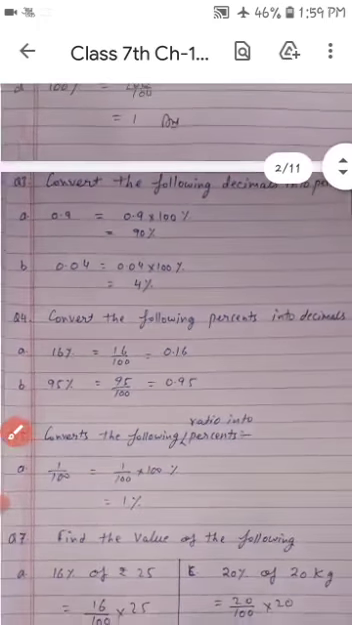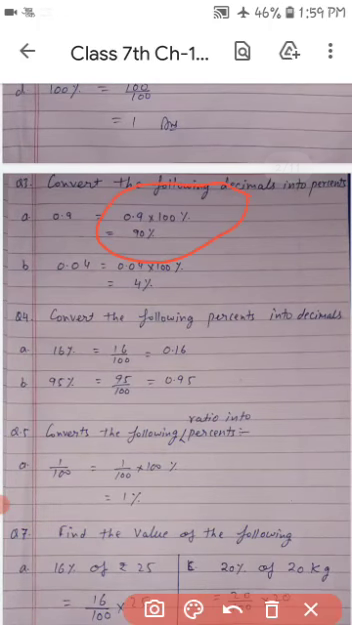Question number 4. Convert the following percents into decimals. 16%, 16/100 is equal to 0.16. Now 95% is equal to 95/100, equal to 0.95 is the answer.